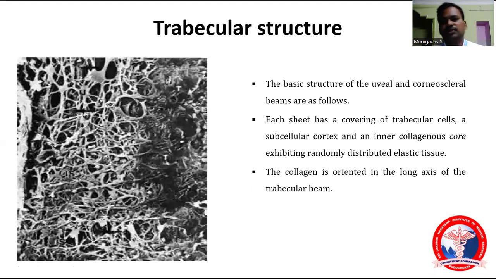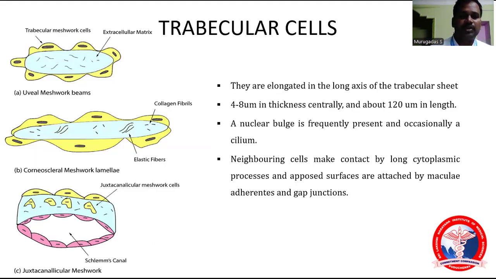Trabecular structure. The basic structure of the uveal and the corneoscleral beams is as follows. Each beam has a covering of trabecular cells, a subcellular cortex, and an inner collagenous core exhibiting randomly distributed elastic tissue. The collagen is oriented in the long axis of the trabecular beam.